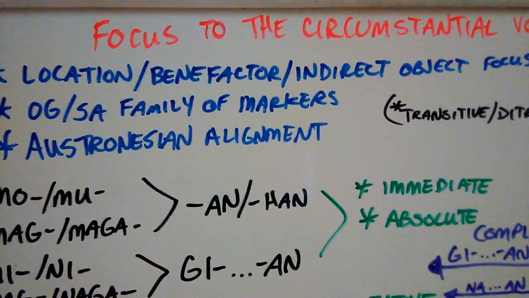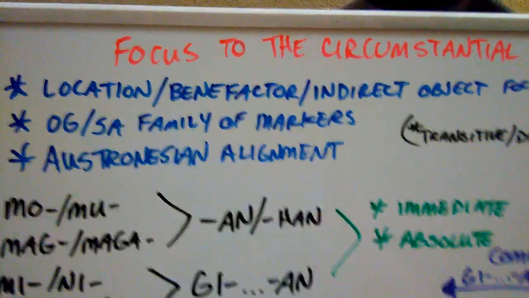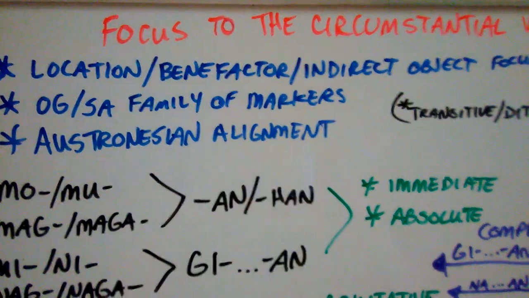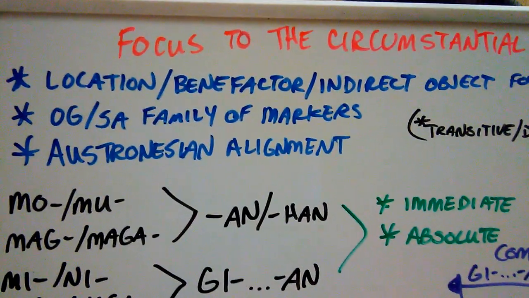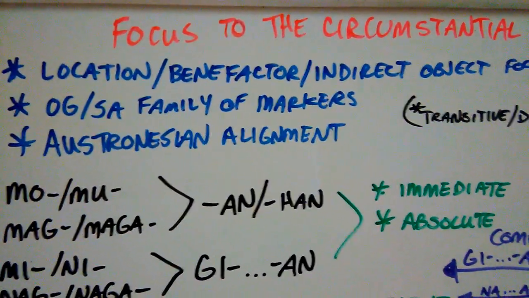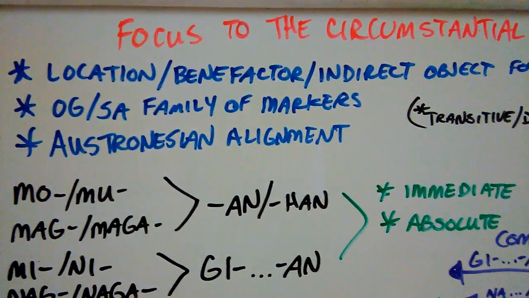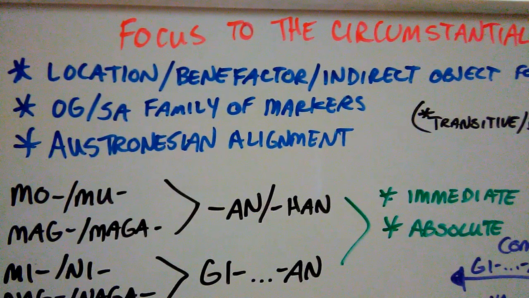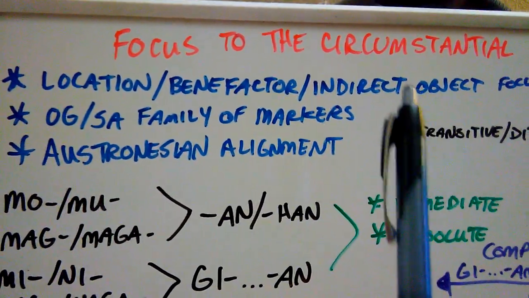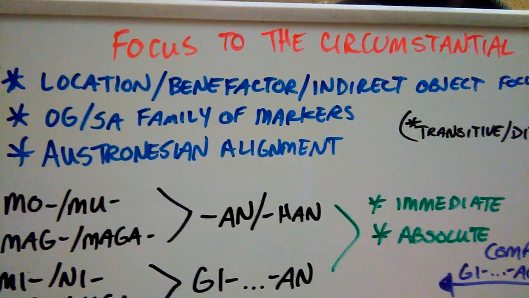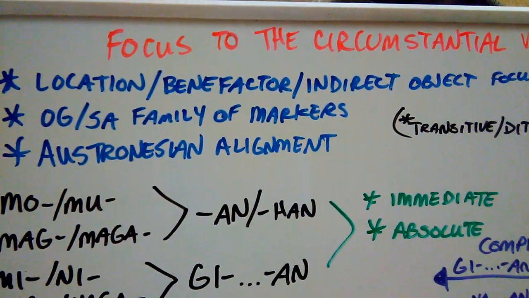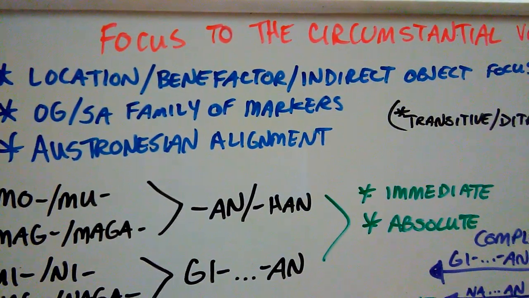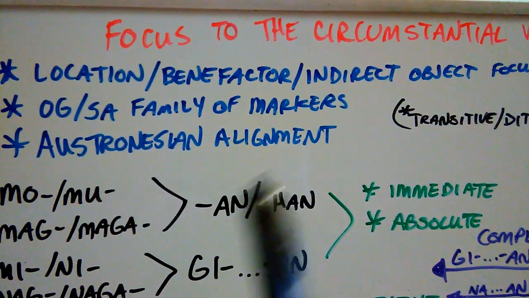Where is whatever focus going to, right? Where is the focus going to? The transferring of this focus. That's why location plays a part, because where is it going to go? It answers the question, where is the focus going to? And it's going to these indirect objects. And if you don't understand indirect objects, you should probably take a look at the Austronesian alignment video.